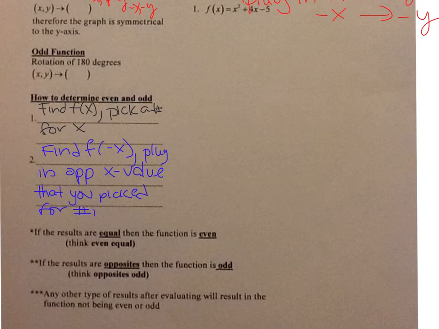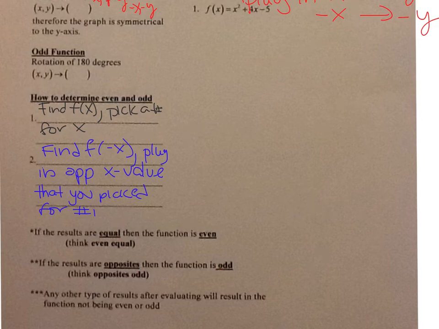So just take a look at the bottom. It's just a way to remember. If your results are equal, meaning to get the same thing, the function is even. So think even, equal. If your results are opposite, then the function is odd, opposite, odd. Any other type of results after evaluating will result in the function being neither even nor odd. Okay, so think equal, even, opposite, odd.